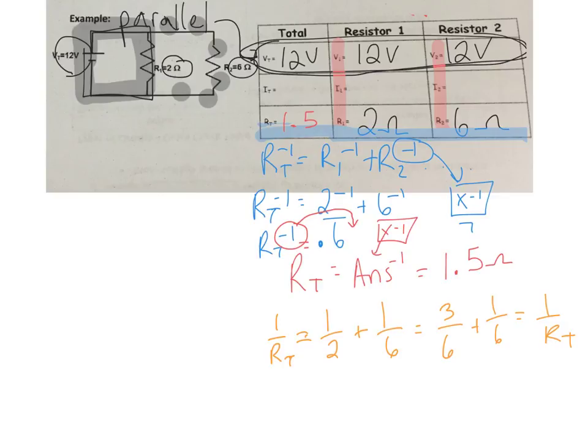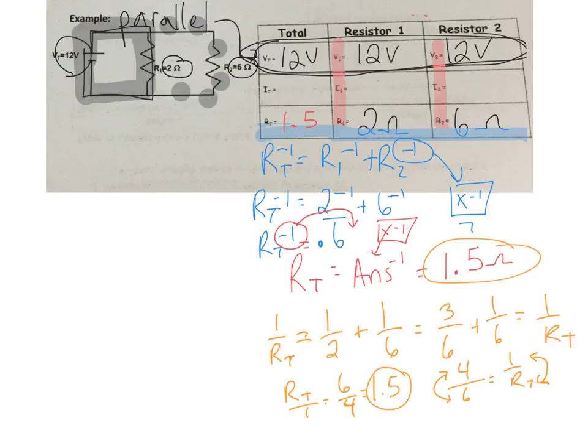So 3 plus 1 is 4. Denominators were both 6, and that gives me 1 over my total resistance. Now, I want the total resistance to be on top, so if I flip this side, whatever I do to one side, I have to do to the other. I'd have to flip this side, meaning that my total resistance over 1 is actually equal to 6 divided by 4. And if I type 6 divided by 4 in my calculator, I get 1.5. So that's mathematically the logic behind that inverse button.